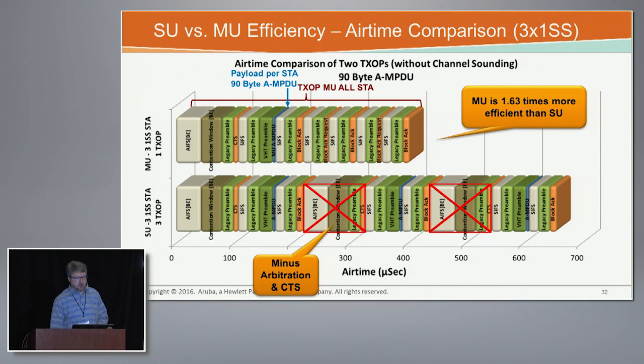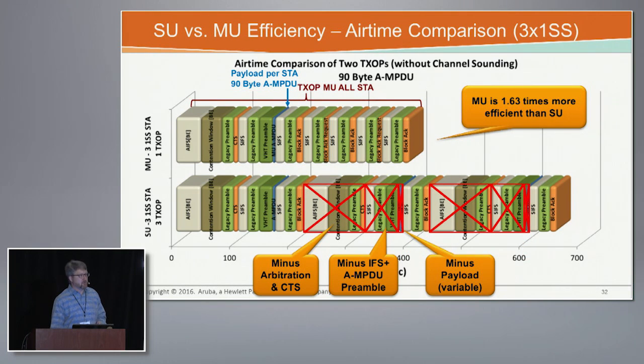And if you break it down, this is what goes away. I give up the 2 arbitrations and the CTS. I give up the interframe space and the preamble that goes into the payload. And of course, I don't have the extra payloads. The other 2 things are fixed in size. They're always going to be the same amount of time except for the arbitration period, which can vary a little bit. But the payload is going to be highly variable, and that's one of the big deltas in terms of how efficient it gets. Again, we're going to look at some other examples in a minute.